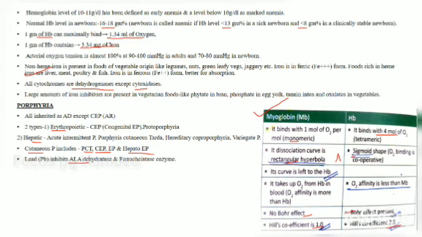Okay, this table is showing the difference between myoglobin and hemoglobin. So myoglobin binds with 1 mole of oxygen per mole, and hemoglobin binds with 4 moles of oxygen. It is tetrameric. Myoglobin is monomeric. The dissociation curve for myoglobin is rectangular hyperbola, and for hemoglobin it is sigmoid shape.